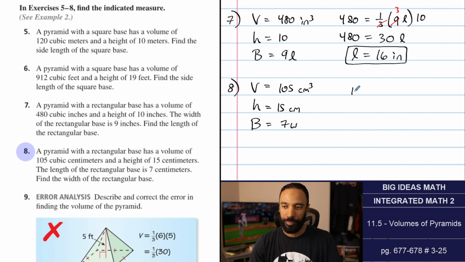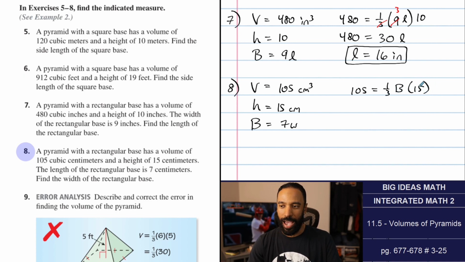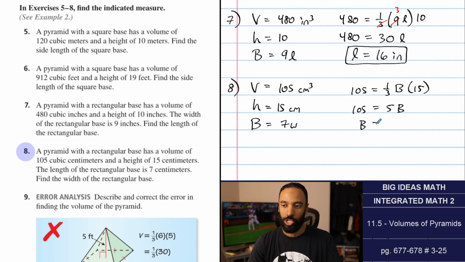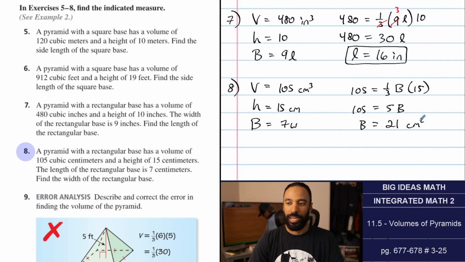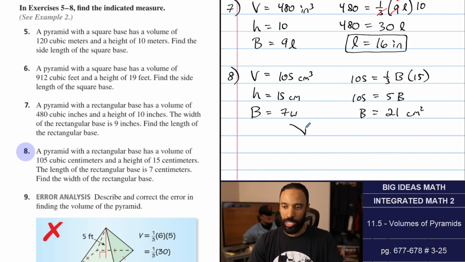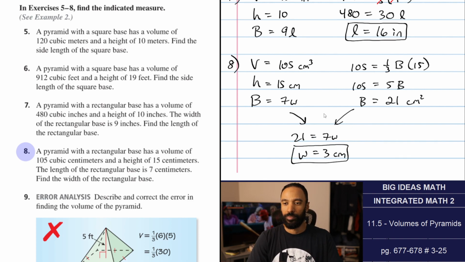So the volume equals 1/3, I'll just put B this time, area of base times height. The height, I can do 15 divided by 3 and I'll get 5. Okay, so 105 equals 5 times area of base, divided by 5, you get 21. That's 21 square centimeters for area of base. Now, in finding the width, we can say, based off these two here, area of base is 7 times the width. Therefore, width is 3 centimeters. So there's the work.